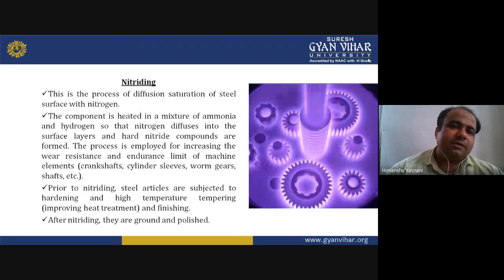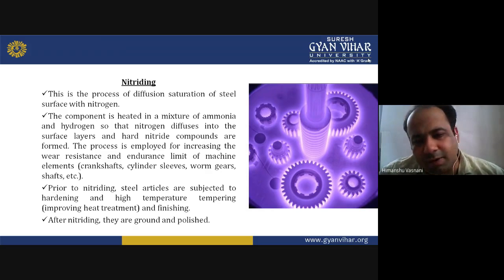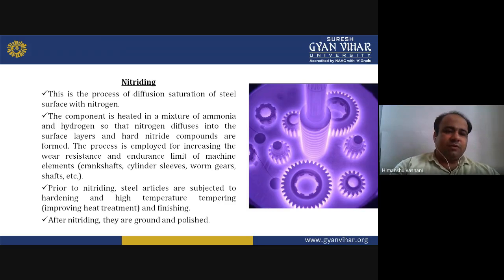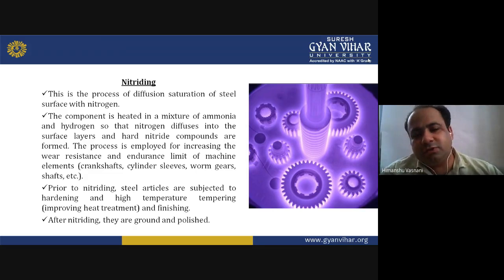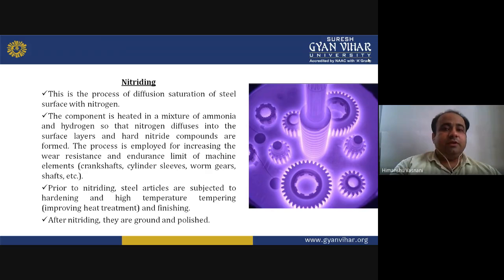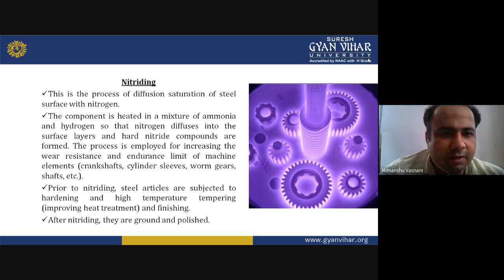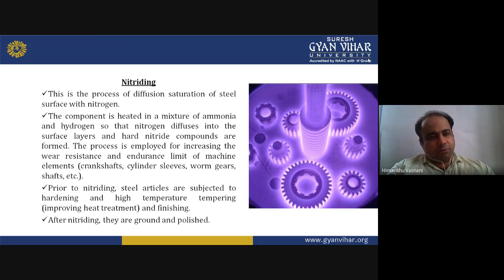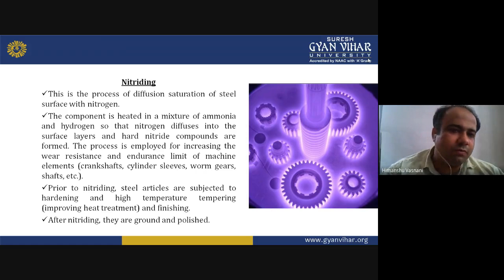Now nitriding. Nitriding is also a very good heat treatment process. Normally we have some parts like worm gears or shafts or various machine engine components like cylinder sleeves or crankshaft that use the nitriding technique. What we do is diffusion saturation of the steel surface with nitrogen. You are taking the help of nitrogen. The component is heated in a mixture of ammonia and hydrogen so that nitrogen diffuses into the surface layer and hard nitride compounds are formed.